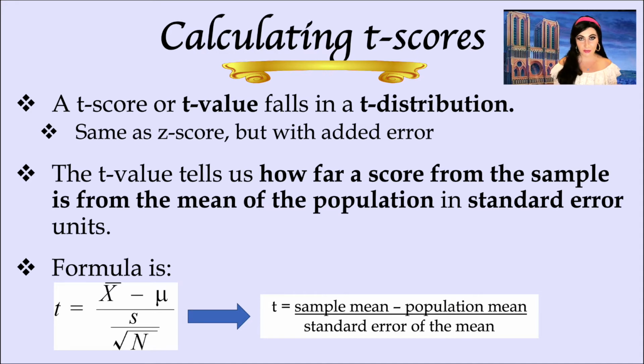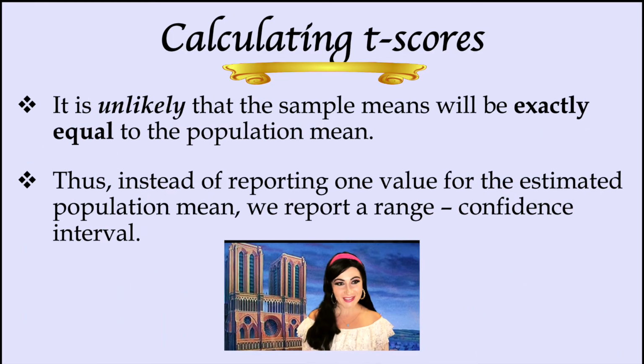Here again in the numerator, we have a difference. This time our difference is not between a score in the distribution and the mean. Rather, we are looking for the difference between the average of our sample compared to the average of the population from which we took that sample. This difference in the numerator is then going to be divided by the standard error. It is unlikely that the sample means will be exactly equal to the population mean.